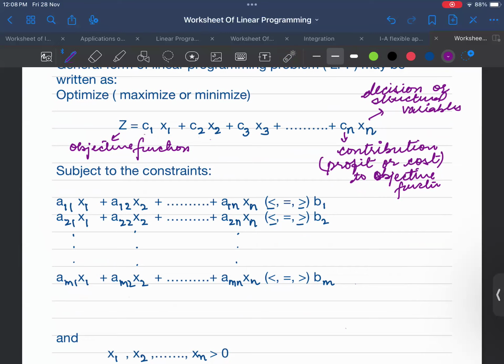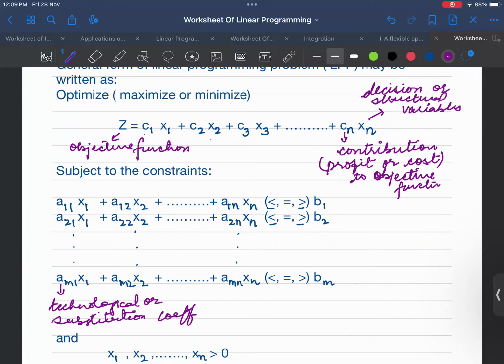Inequality equations are there. So in this, when we talk about this a11 or am1, what does it mean? They are known as technological or substitution coefficients. These are known as technological or substitution coefficients.